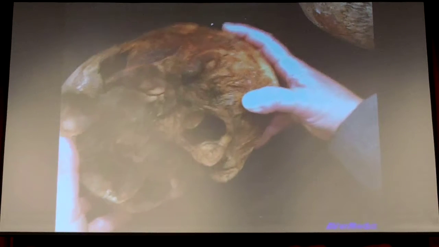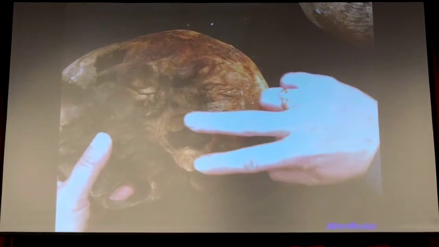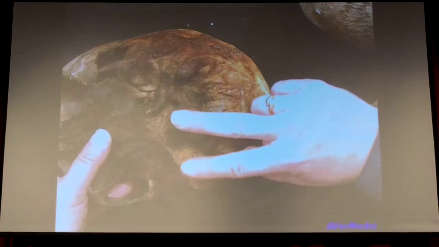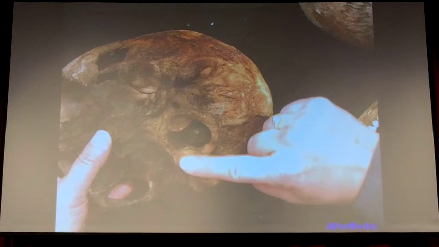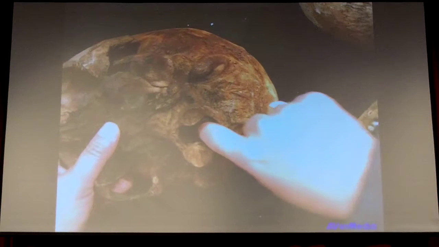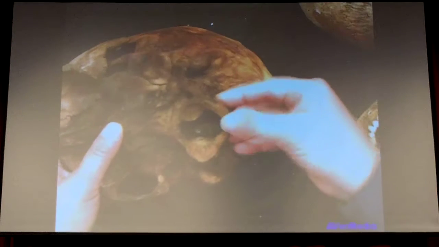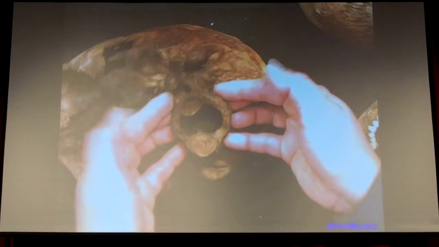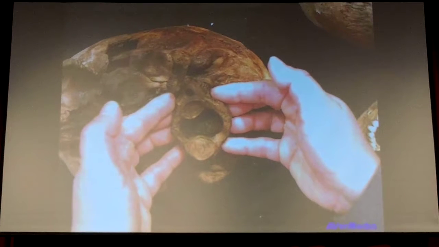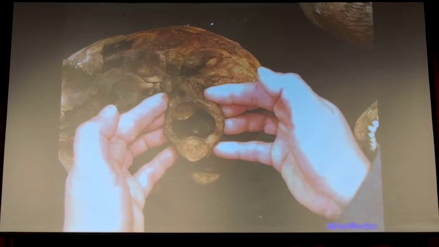On the base of the skull, there it is. Right over here. See these two things? You're pointing to right here? One here, and there's another one here. Here's the hole where the spinal cord goes into the brain, right? But this bone, right here, that I'm outlining with my fingers, is actually a neck bone that got stuck to the bottom of the skull on this person.